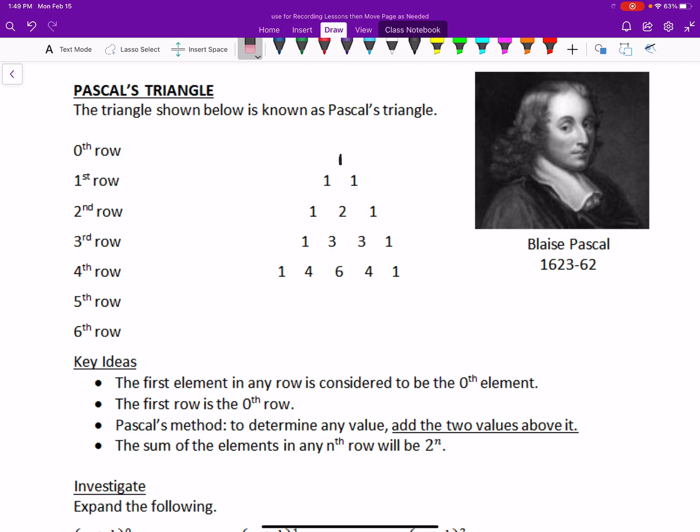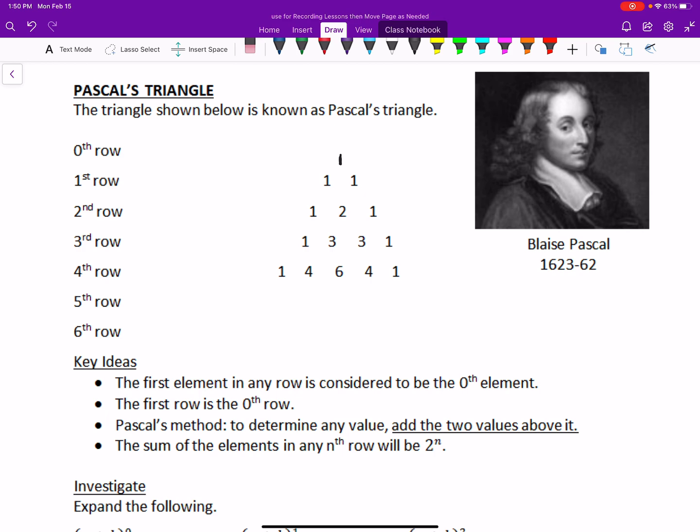You'll notice that on the outsides, we have only one. We always have 1 running up and down the outsides because there aren't two numbers above any of the outside numbers that would allow us to add them together. So there's no number over here for me to get the 1. I could think of it like I'm adding nothing to 1 to get the 1 below it, but it's always going to be 1 on the outside. So that's the pattern for Pascal's triangle.